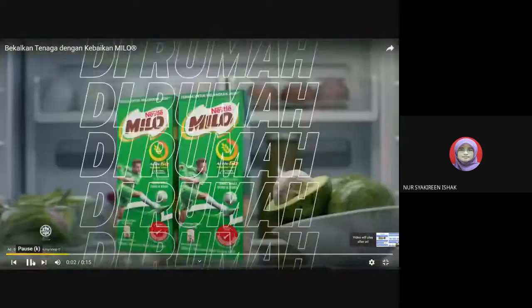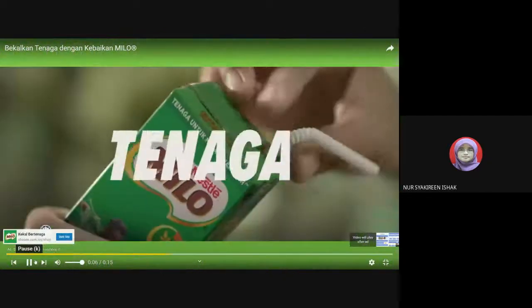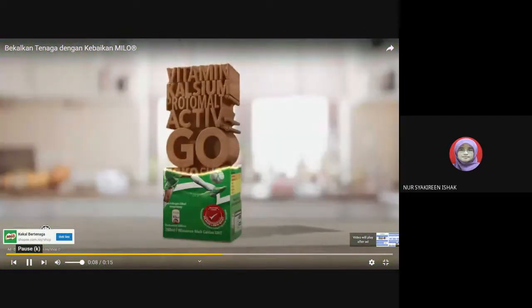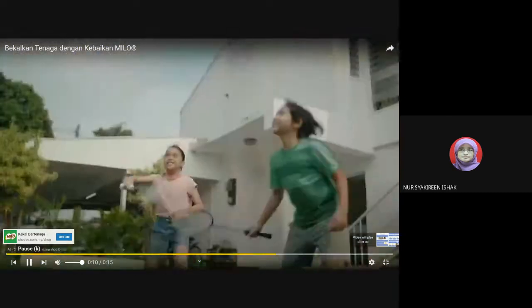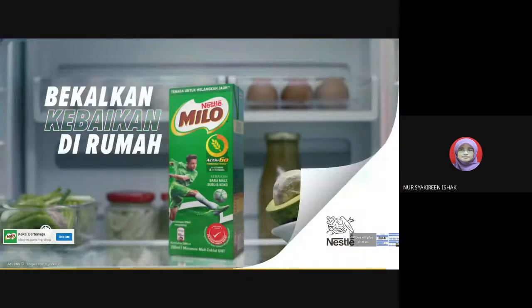Bekalkan di rumah. Bekalkan tenaga. Bekalkan di rumah. Bekalkan kebaikan Milo di rumah.